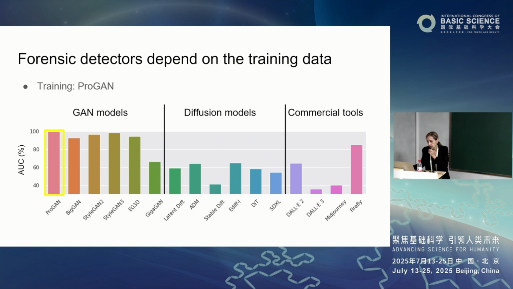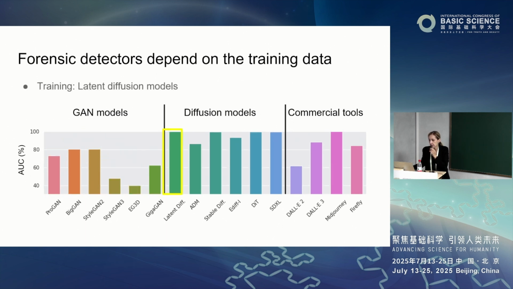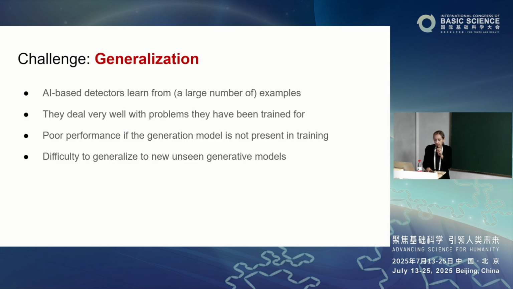Then if you do the contrary and you say, okay, let's train on diffusion models, on the latent diffusion, and test on all the others, then you do not obtain good performance on GAN models, and performance is indeed good on diffusion models, and quite good on commercial tools. So the main challenge in this field is actually generalization, because AI-based detectors learn from a large number of examples, but they actually overfit on these examples, and they are not good at generalizing.